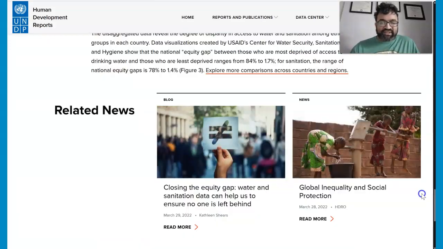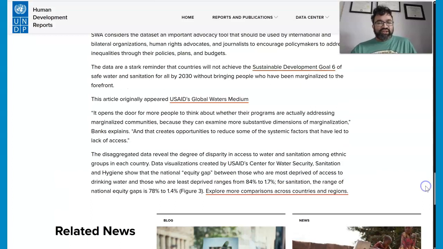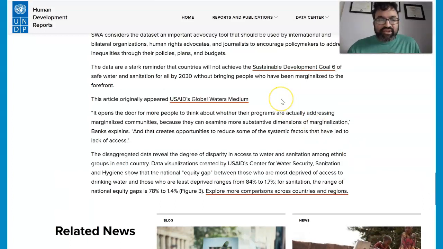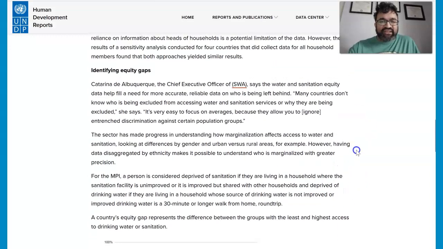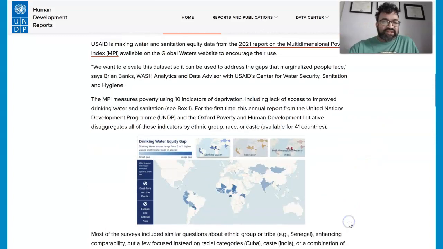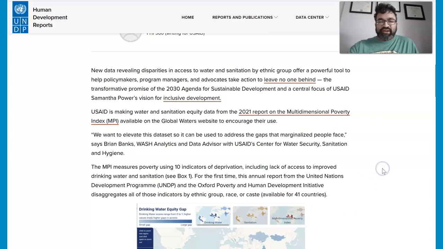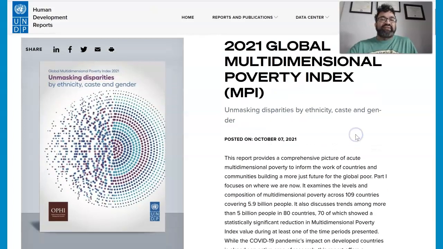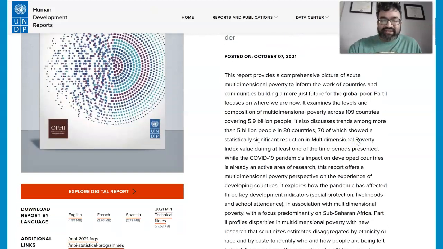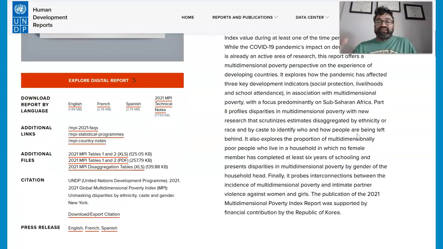And so there's a good Global Waters Medium article that goes into a little more about that. But take a look at the equity gaps, specifically with the multidimensional poverty index and the report. I'm just going to end with this screen, so that you can explore this and take a look at the water and sanitation equity gaps that exist as well.